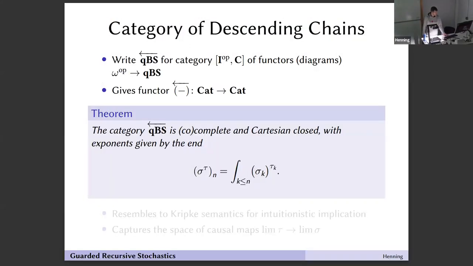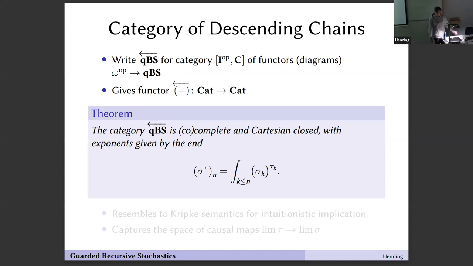And I will not go too much into the nitty-gritty details. And now if we write QBS, the quasi-Borel spaces, with the arrow to the left, that's the category of all these sequences that I've just shown over the quasi-Borel space. So effectively, it's just a category of functors indexed by omega, by the ordinals, reversed in there. So that's basically what it is.